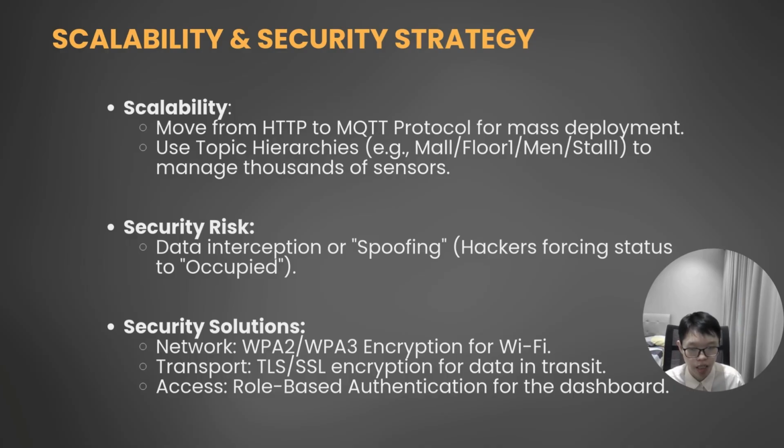If a hacker accesses the network, they could spoof the data and set all stalls to occupied status. This can cause congestion and chaos. So to prevent this situation from happening, our security solution includes using WPA2 or WPA3 encryption for Wi-Fi, and TLS/SSL encryption for data transmission. This can ensure that the data cannot be intercepted or altered by unauthorized parties.